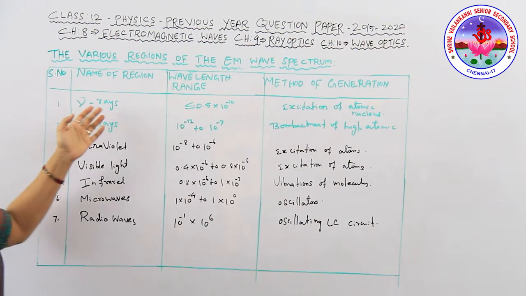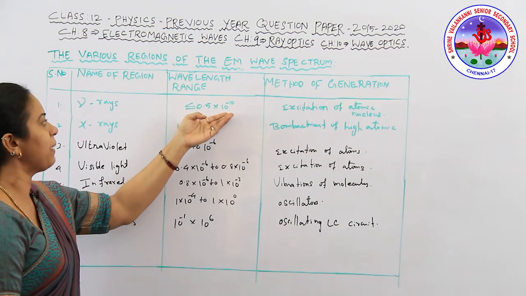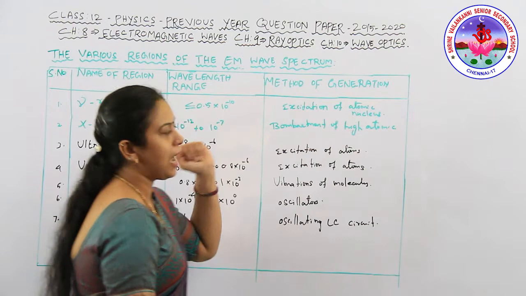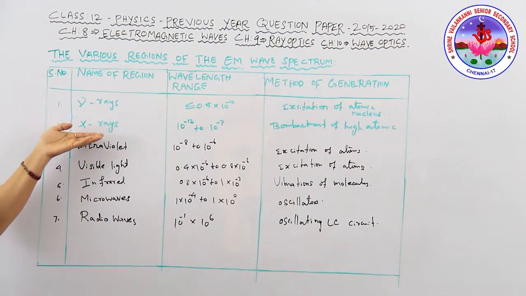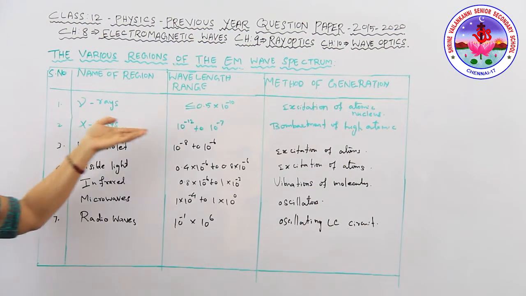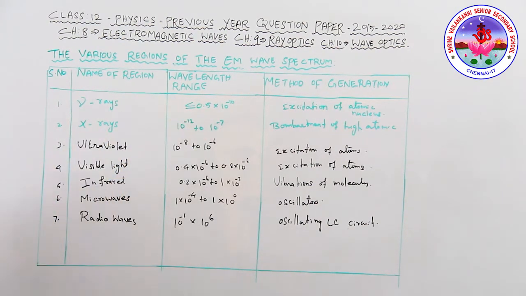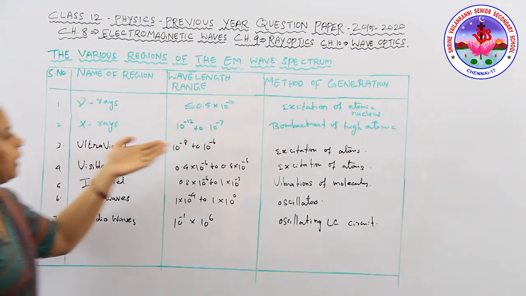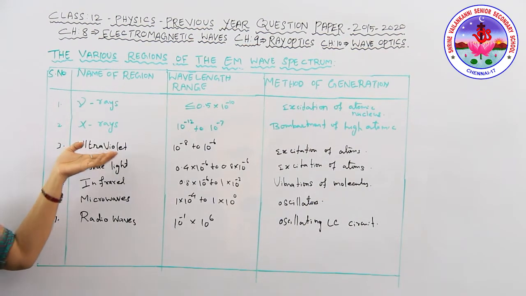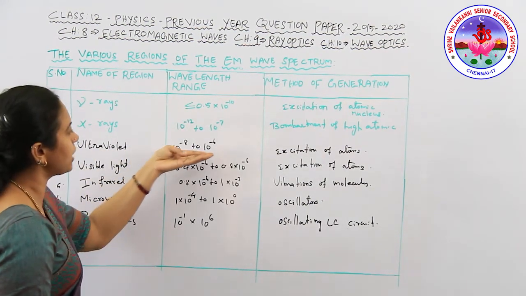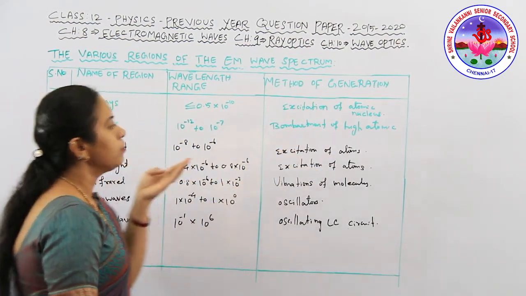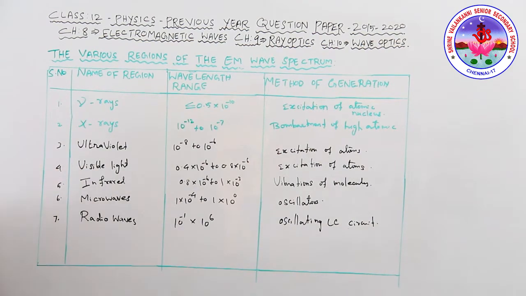Gamma rays are in the wavelength range of 10 power minus 10, generated by the excitation of the atomic nucleus. And X-rays, we have uses also, we'll see. X-rays are 10 power minus 12 to 10 power minus 7, by bombardment of the high atomic nucleus, right? Ultraviolet rays are in the range of 10 power minus 8 to 10 power minus 6, generated the same way by excitation of the atoms.